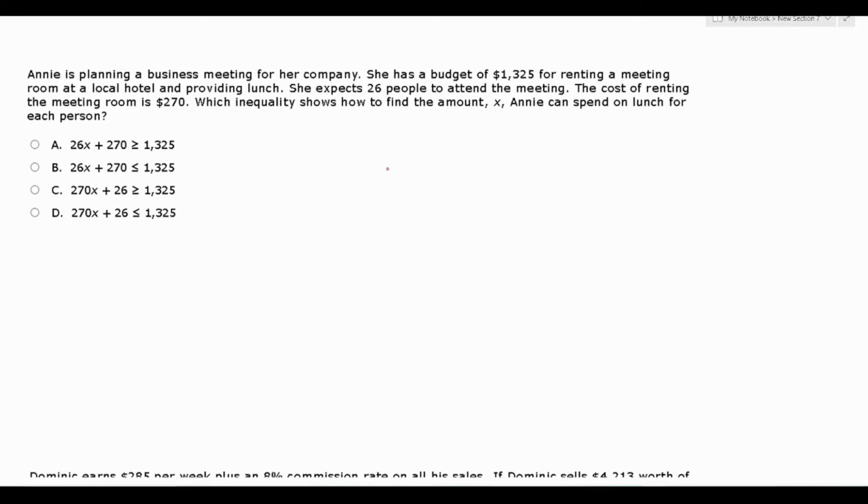So in this case, we're going to have to use our knowledge of inequalities to write an expression to mirror what's happening in this word problem. The very first thing that should jump out to you is that she can't exceed her budget. So whatever we put in the left-hand side of this expression cannot be greater than her budget, which is $1,325. That said, she can spend every dime in her budget, so we're going to use less than or equal to.